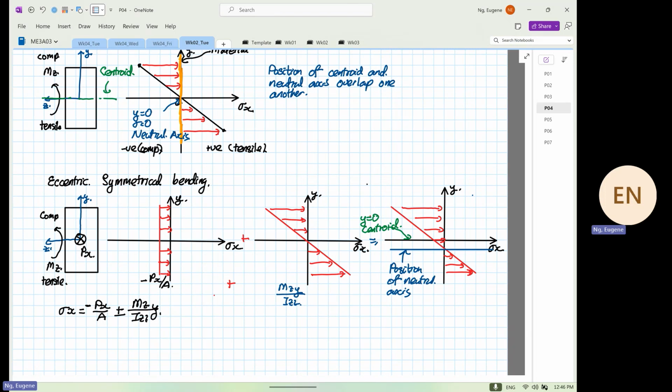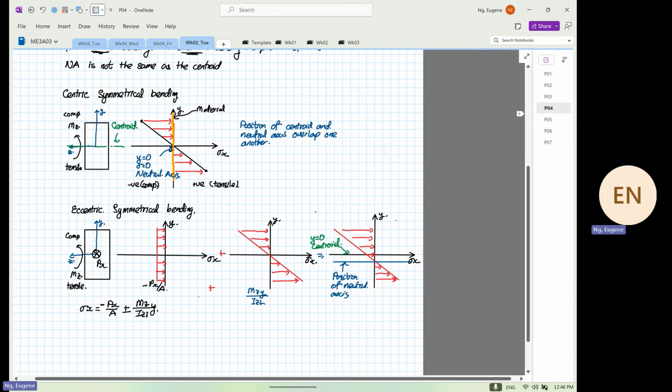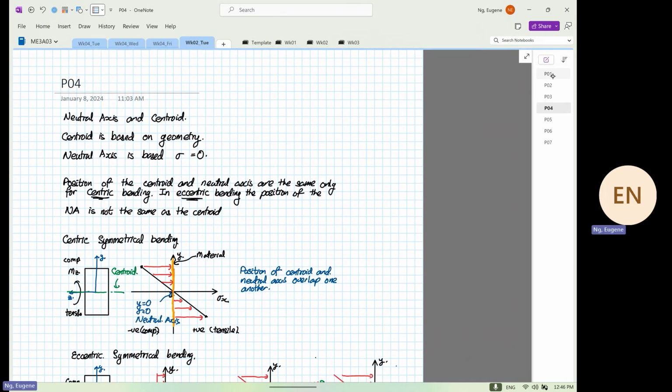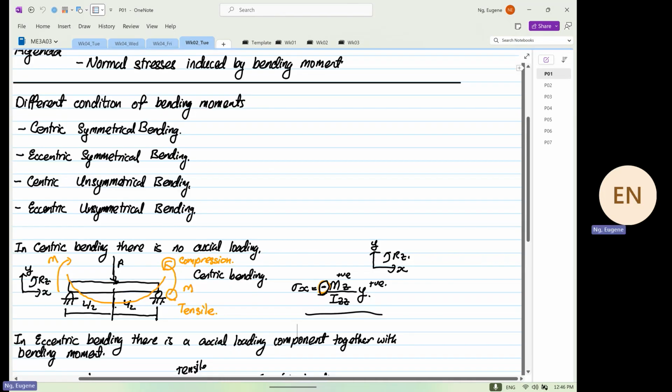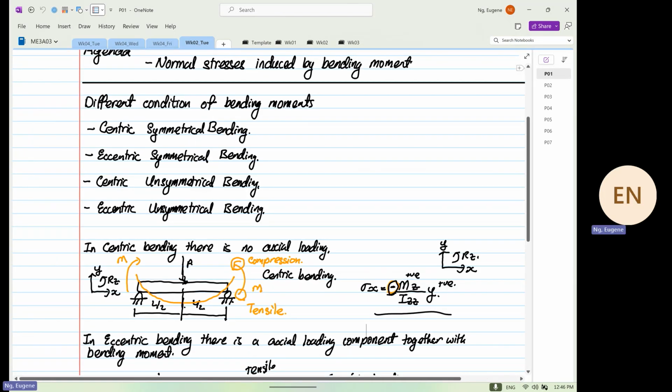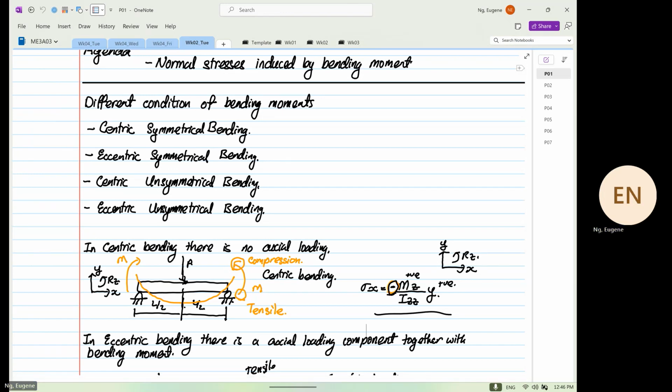Okay, we're going to do an example now. I think what I've just done in the morning is give you a very quick theory on centric symmetrical, eccentric symmetrical, centric unsymmetrical, and eccentric unsymmetrical bending. This is a very quick revision from what you have learned in 2P. Am I right? You have seen all the formulas in 2P before. Am I right?